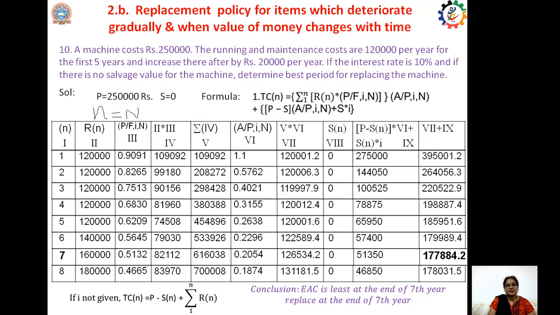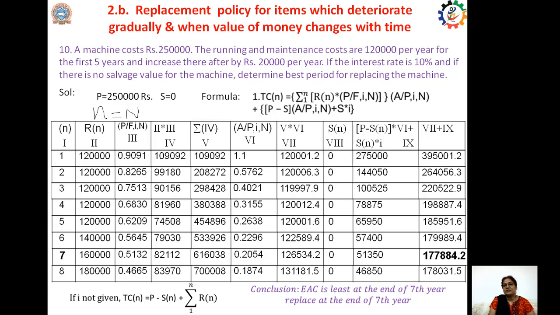P minus S, purchase minus salvage value, should be converted into an annuity. Use the capital recovery factor. Next, this complete formula has got two parts. This is for P and S, and this is for maintenance. So for P and S, use the capital recovery factor.